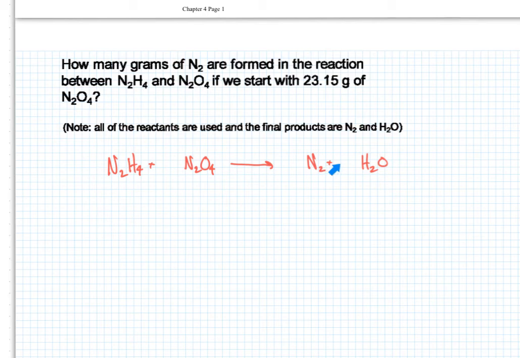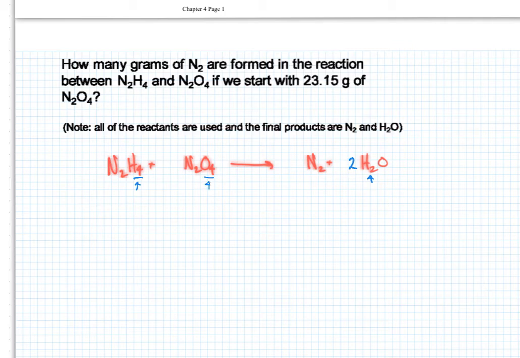Hydrogen occurs once, oxygen occurs once on this side. We can balance either of those first, but the nitrogen's the last one we want to try balancing. Okay, so let's start with the hydrogen. Why not? 4 on this side, 2 on this side. So we're going to need a 2 out in front here.